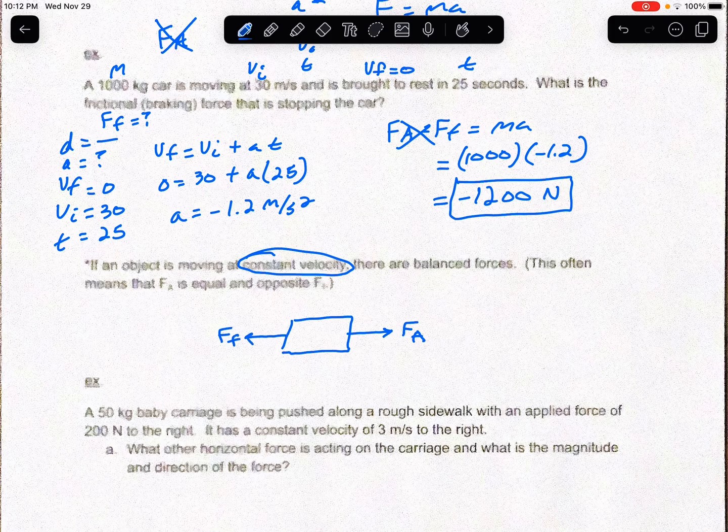So remember, this is kind of a recap. If you're moving at a constant velocity or if you're sitting at rest, that means your acceleration is 0.